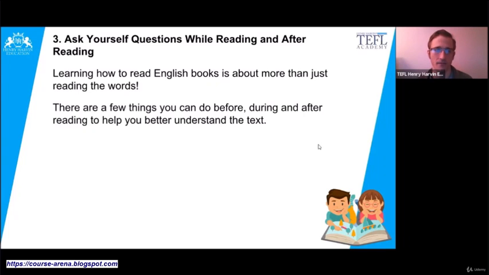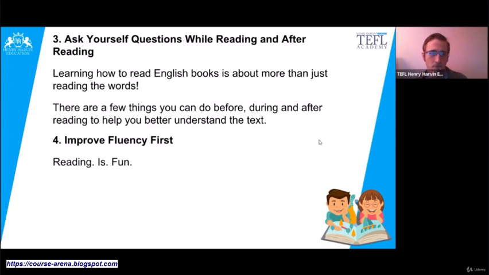So you can have a dictionary available. You can have, again, a nice quiet place to sit. You can review vocabulary words, and you can do some research on the book itself.